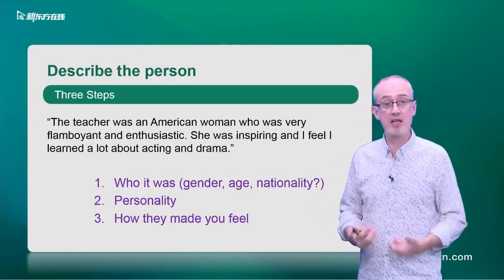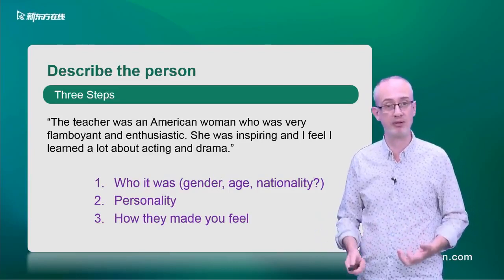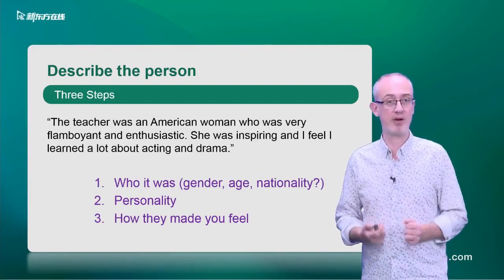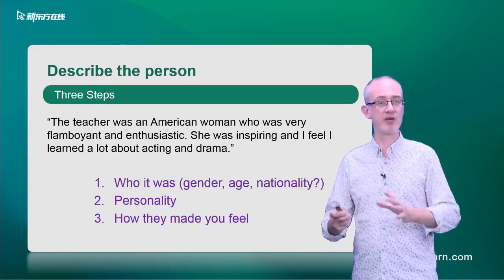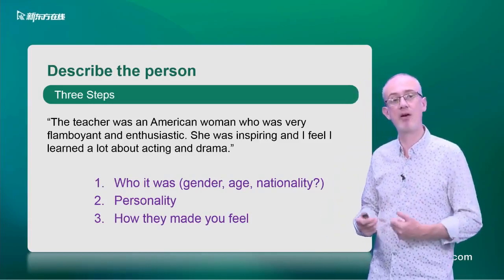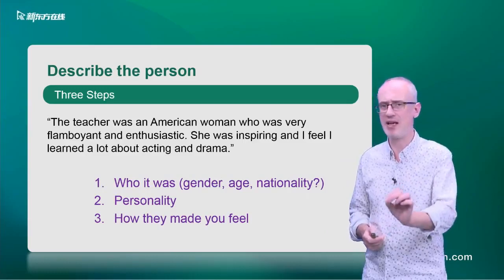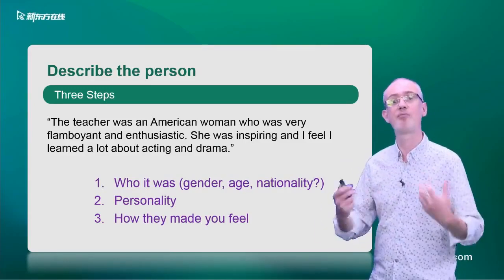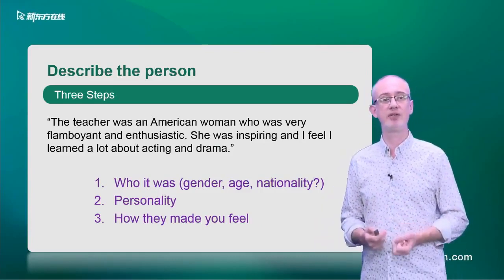So it's really good in any part of the test to be able to describe people, because most things we do in life involve other people. So, describing a person, 3 steps. The teacher was an American woman who was very flamboyant and enthusiastic. Great adjective. Flamboyant is someone who has lots of energy and positivity. She was very flamboyant and enthusiastic.